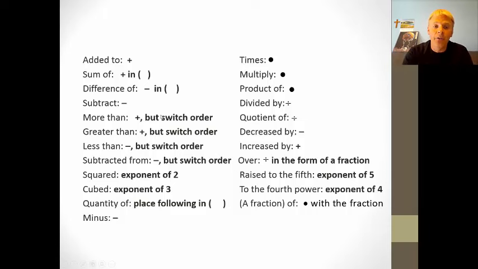If we move down a little bit, we can see more than, greater than, less than, subtracted from are telling us to add or subtract, but they're also telling us that we have to switch the order of the things we are adding and subtracting. And we'll see an example of that and explain that a little bit more later. Another one that can be a little bit tricky is this one down here, a fraction of. What that's saying is if you have a phrase like 1/2 of or 3/4 of, and then it keeps going, what it's telling you to do is take that fraction and multiply it by what follows it in that sentence or that phrase.